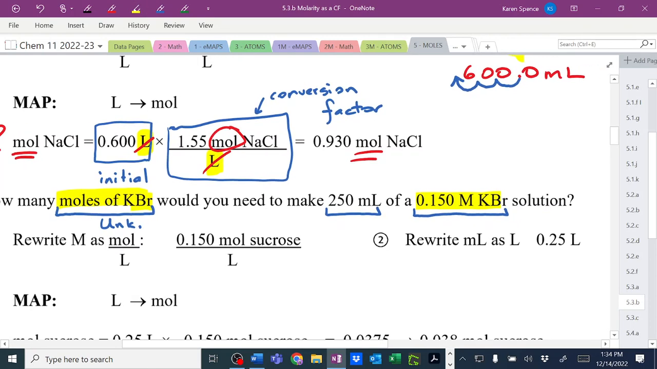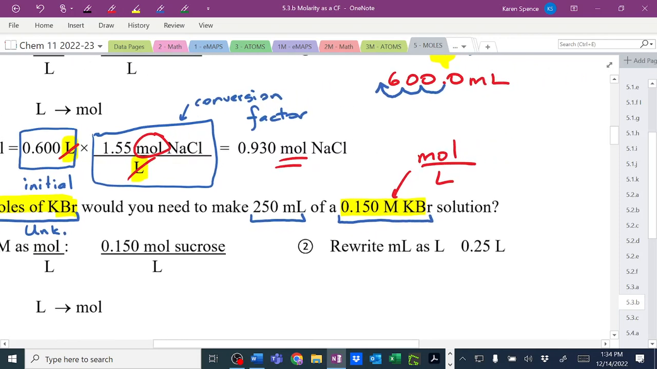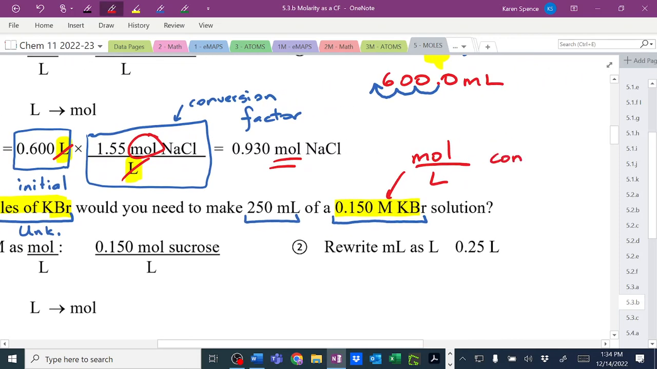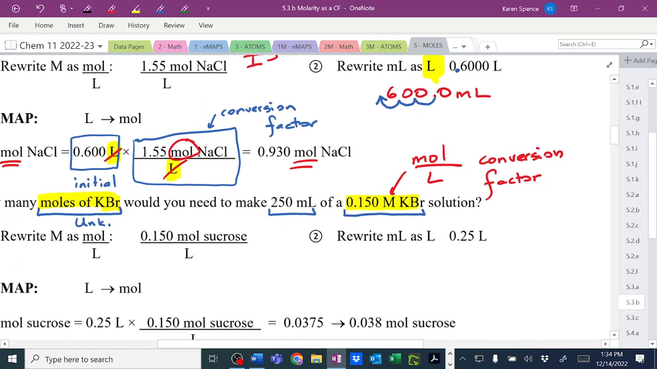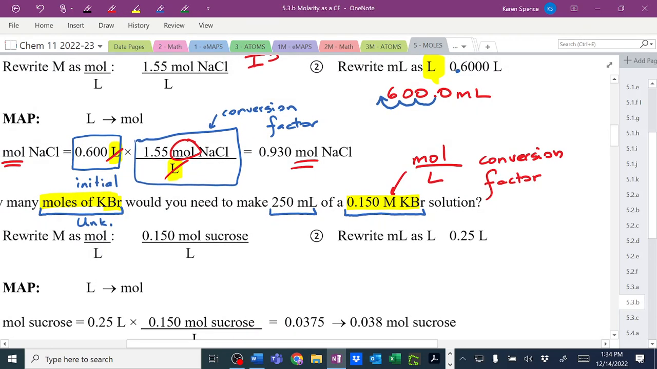Remember, molarity we are going to rewrite as moles per liter, so that is going to be our conversion factor. So by process of elimination, what is the initial quantity? What are we starting with? There's only one thing left. Liters. That is our initial quantity.